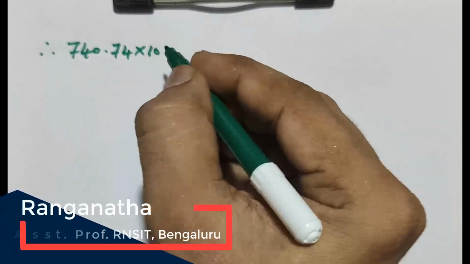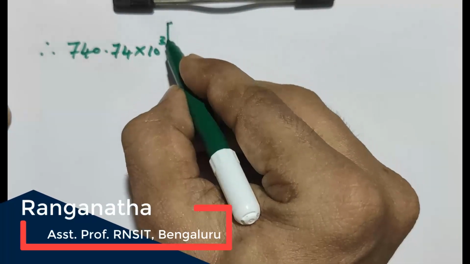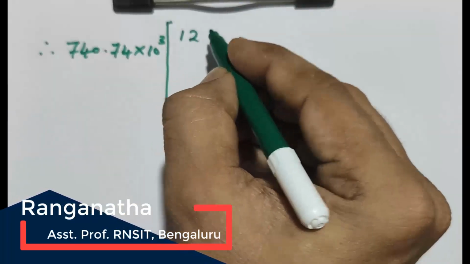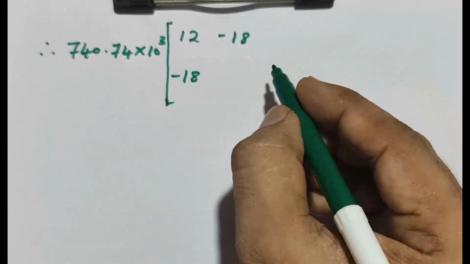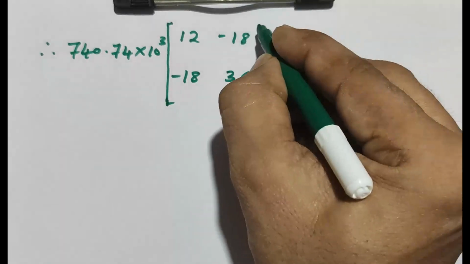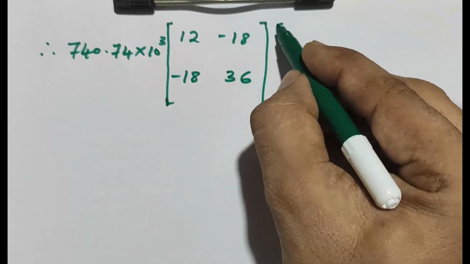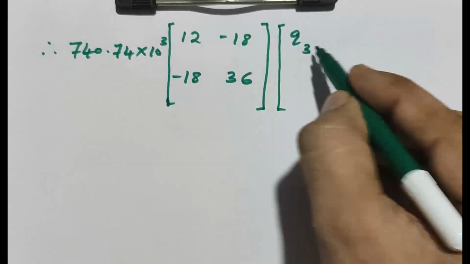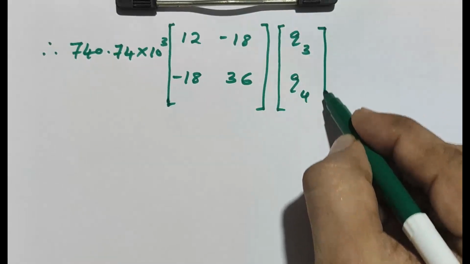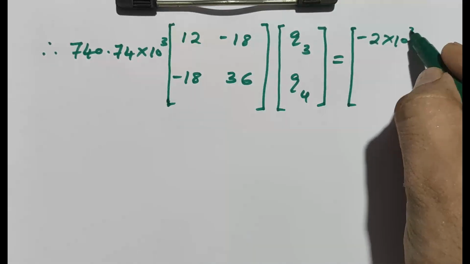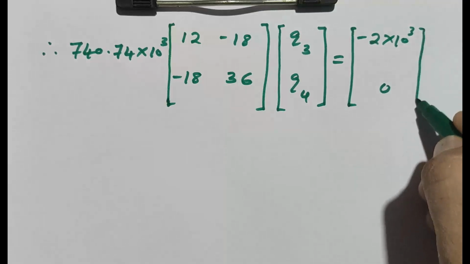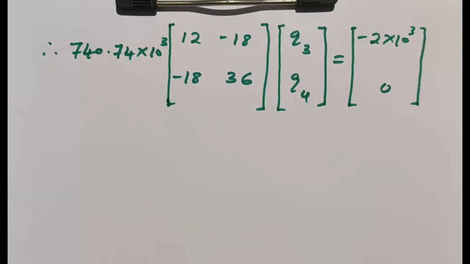Therefore the equilibrium equation becomes 740.74 into 10 power 3, times the matrix 12, minus 18; minus 18, 36, into Q3, Q4 is equal to minus 2 into 10 power 3, 0. This is the equilibrium condition after applying the boundary condition using elimination approach. Next we will multiply the matrix.